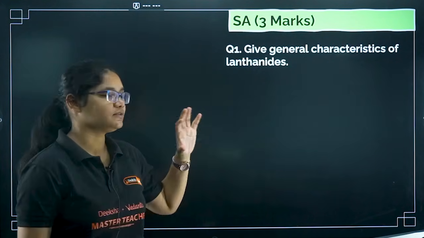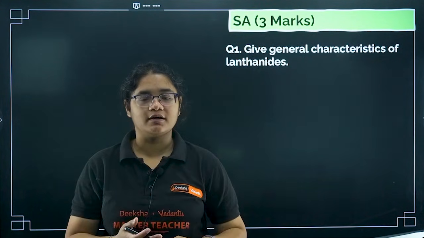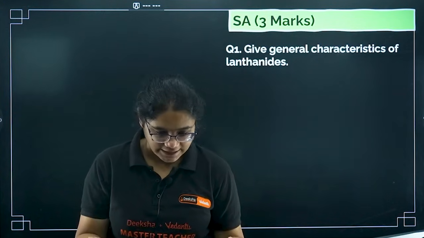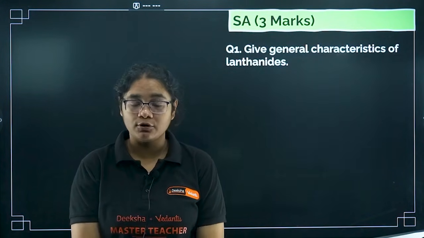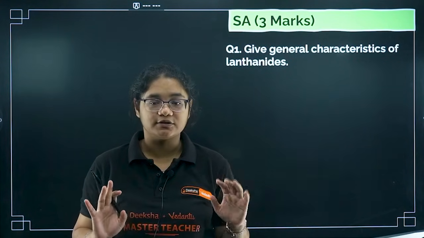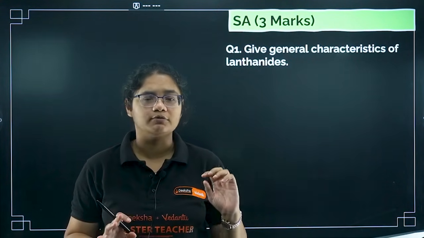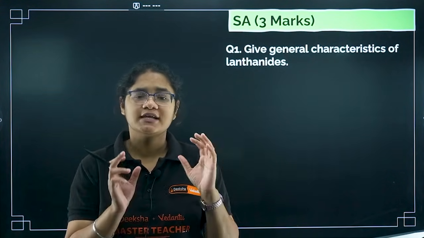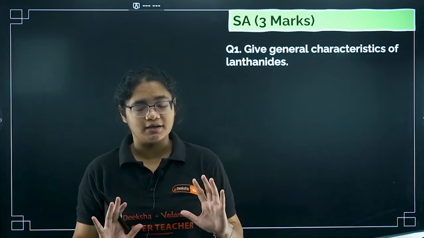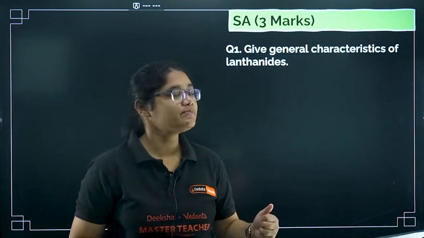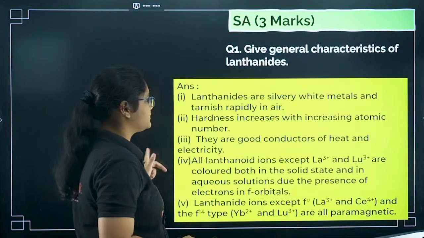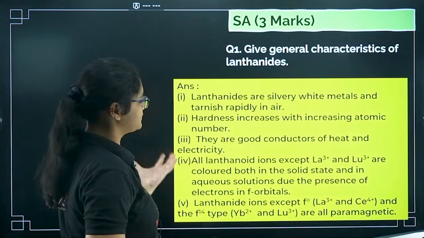In 3 marker questions, definitely you will get the reactions, or the preparation of K2Cr2O7 and KMnO4, and the catalytic properties, or the interstitial compounds, or why they form complexes. Such type of reasoning questions will be asked. Another question will be from the lanthanoid sections. So first, give the characteristics of lanthanoids. This question was asked many times.